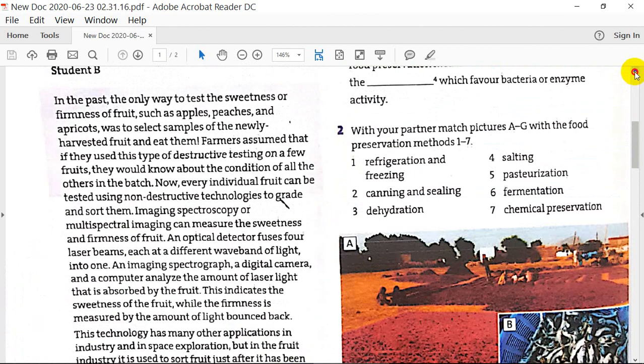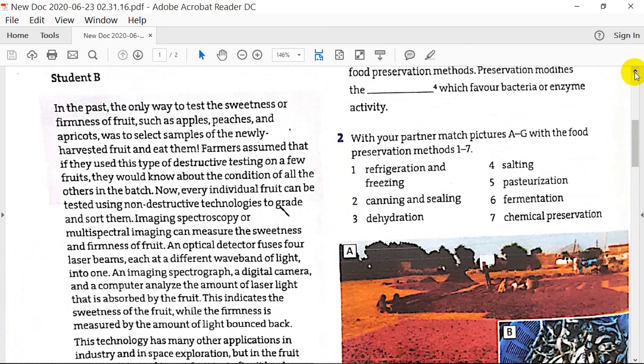Okay, come back to the terms or the words we have here. With your partner, match picture A to G with the food preservation methods. What's the meaning of food preservation methods? Food preservation means how to save food, or the way to save food instead of letting it be destroyed.